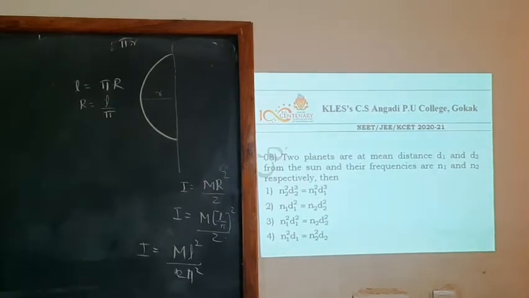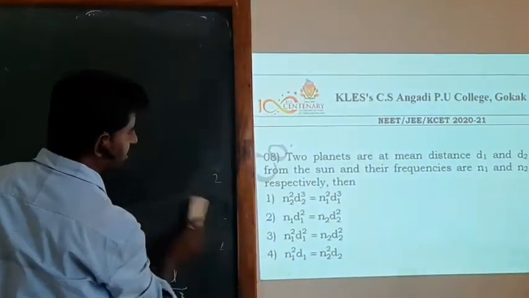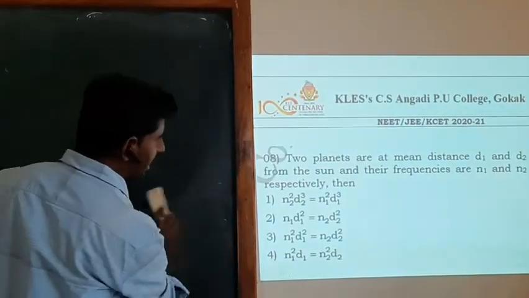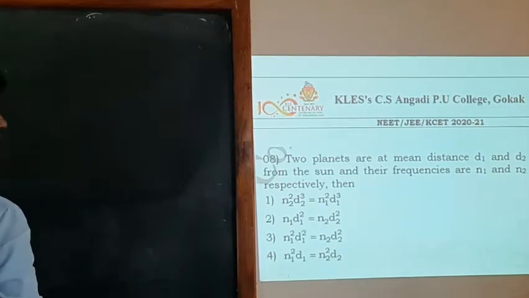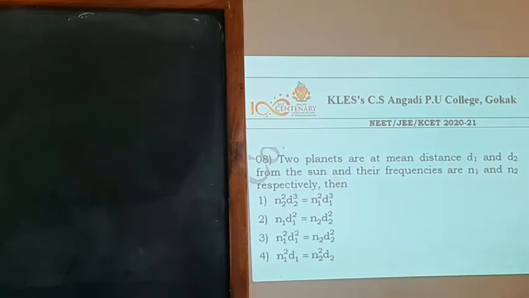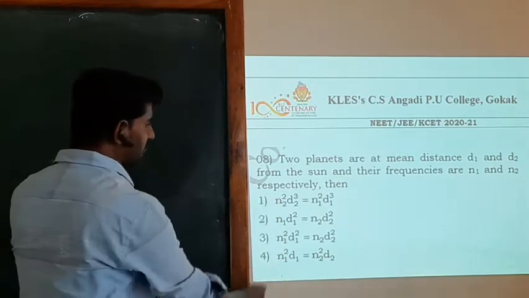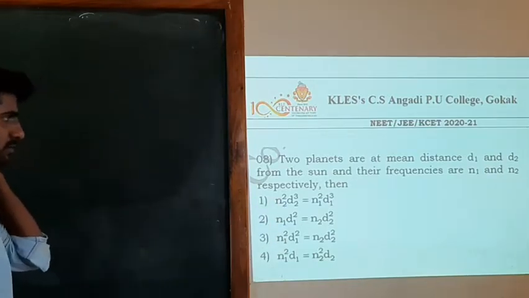Okay, next one. Two planets are at a mean distance d1 and d2 from the sun, and their frequencies are n1 and n2 respectively. What's the frequency? The number of rotations in a given time interval. Okay, that is n1 and n2. If so, which of the following relations holds good?